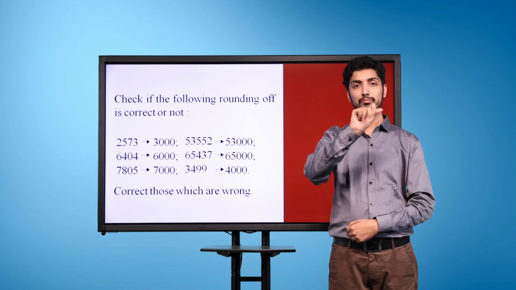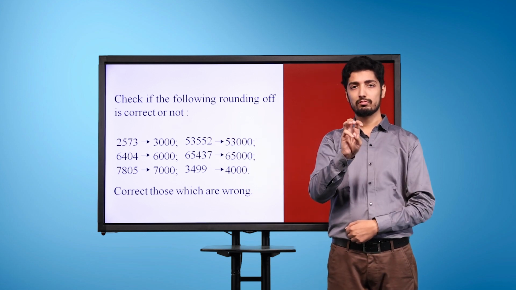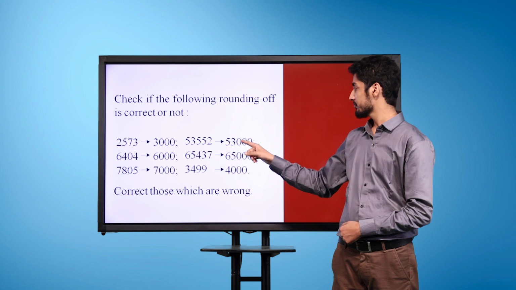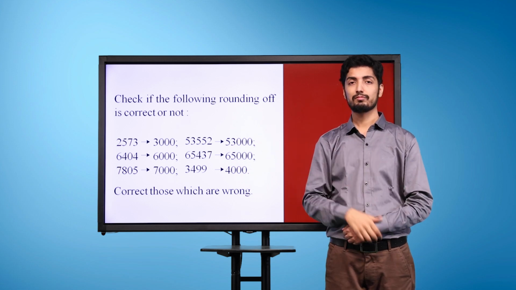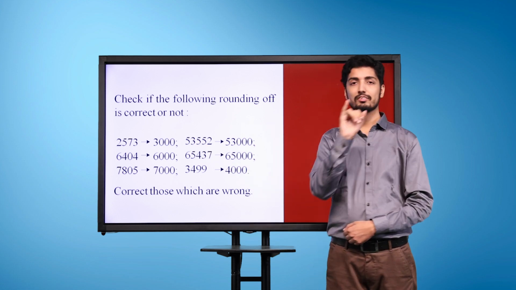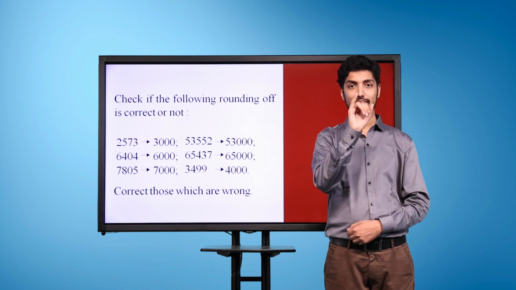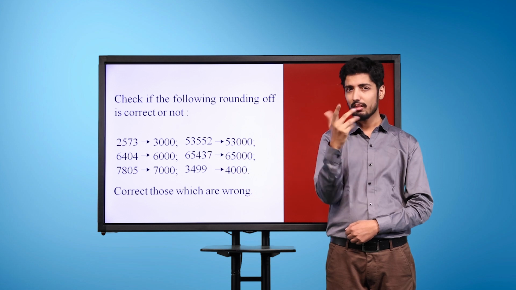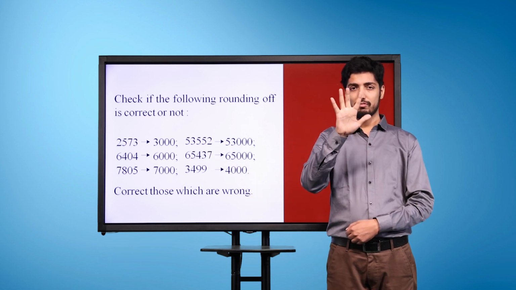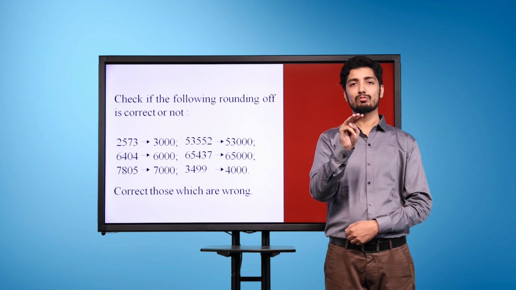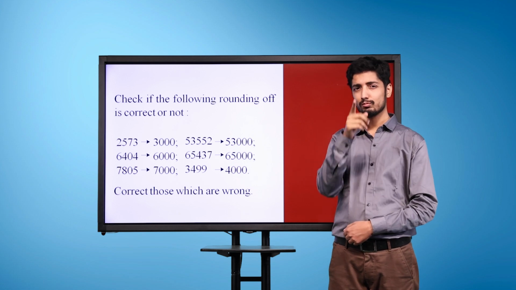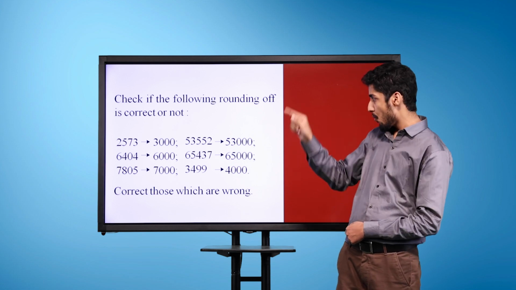2,573 as 3,000. 53,552 as 53,000. 6,404 as 6,000. 65,437 as 65,000. 7,805 as 7,000. 3,499 as 4,000. Correct those which are wrong.